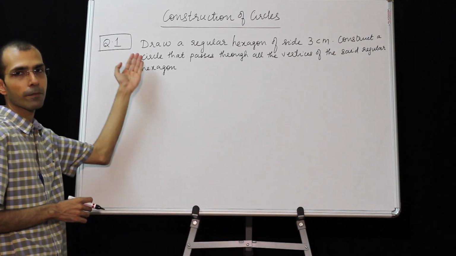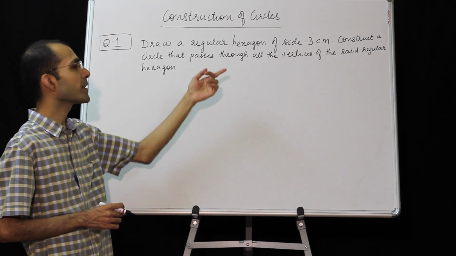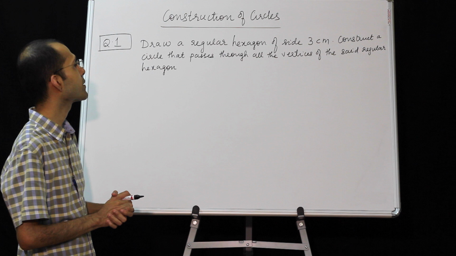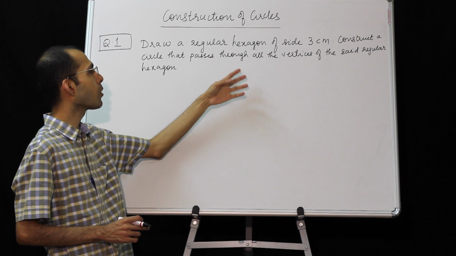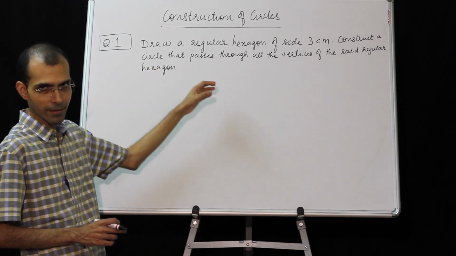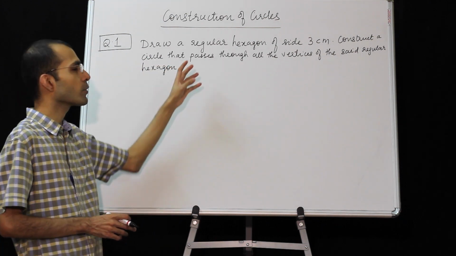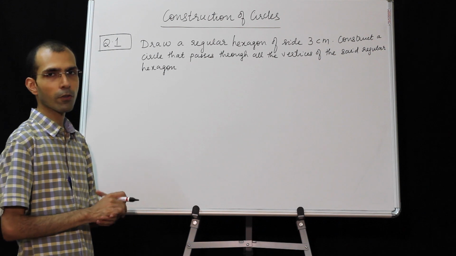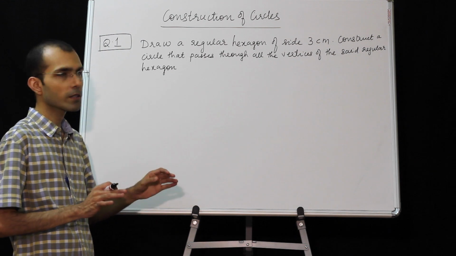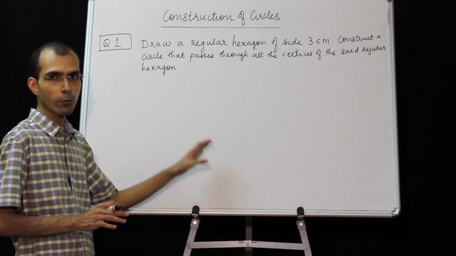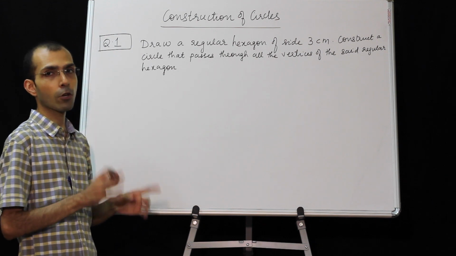Okay. Question 1. Draw a regular hexagon of side 3 centimeter. Construct a circle that passes through all the vertices of the said regular hexagon. We'll come to the second part a little later. Let's first draw the regular hexagon. There are different ways of drawing a regular hexagon. The safest way to draw the regular hexagon is what I am teaching you. If you draw this, you will not lose any marks in the board exam. Other techniques may not be accepted.